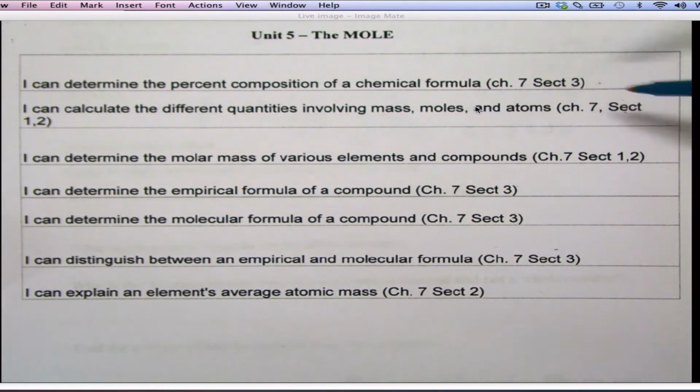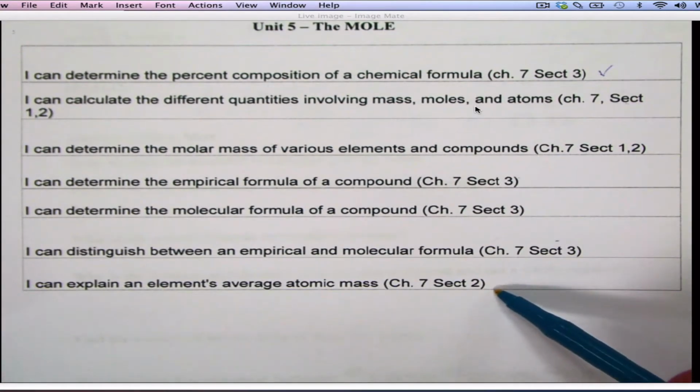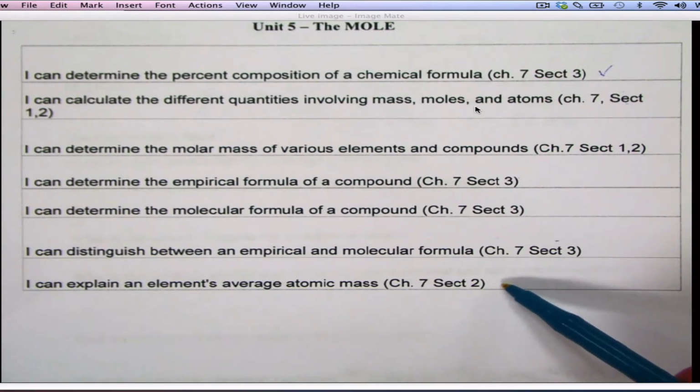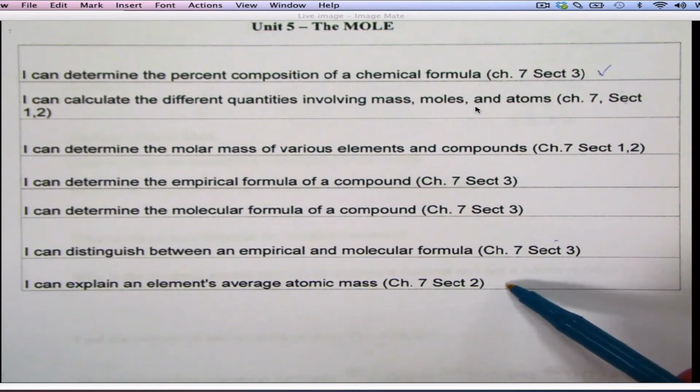Unit 5, the mole, still going on here. And really what's going on here is we already talked about percent composition. Now we're going to start talking about the next part, which is going to be the last one, an element's average atomic mass. We did a couple of these calculations earlier, but we didn't really talk in depth about them, so we're going to talk a little bit more in depth and do some more stuff with it.